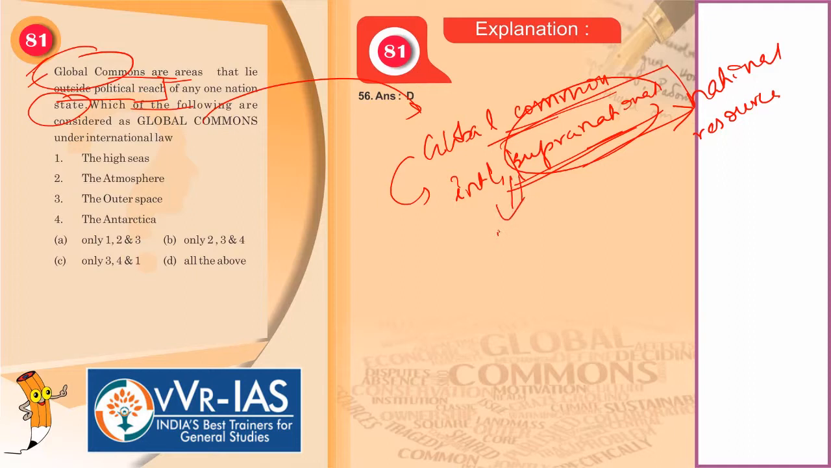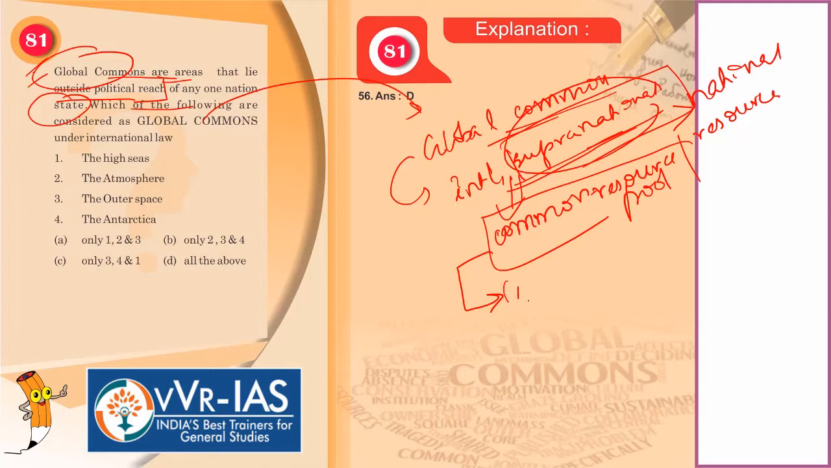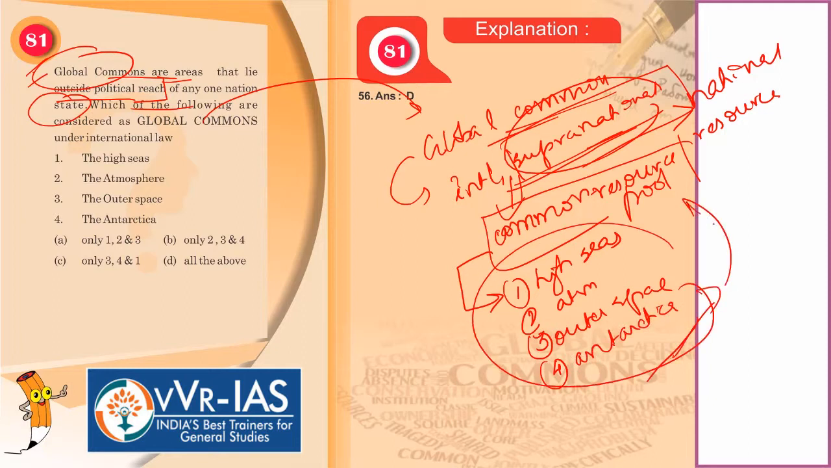these are where the common resources are found. Hence these are referred to as global commons. So these are basically common resource pools beyond the natural resource domains. The international law, according to this definition, has declared four areas as your global commons. They are the high seas, the atmosphere, then you have the outer space, and the Antarctica. Okay, so these four comprise your global commons.